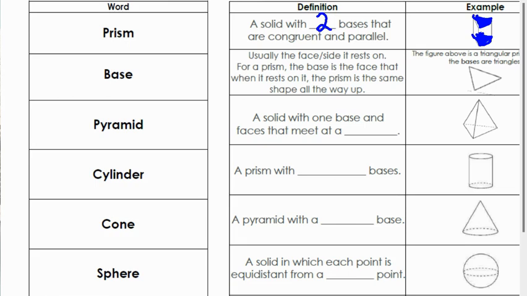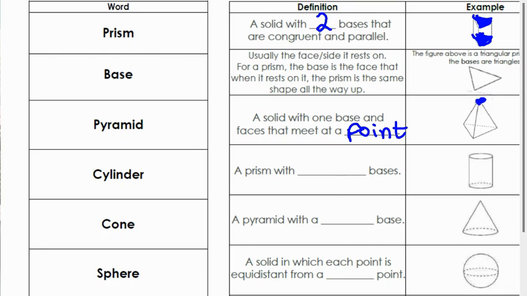Now, a pyramid is a solid with one base and faces, which is what we call the different sides of a solid, the faces that meet at a single point. So we're going to write the word point in there. And so what we mean is all of the sides meet at this point here at the top. They all meet at that point.